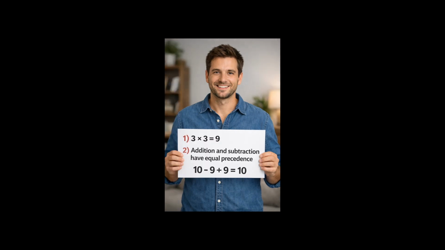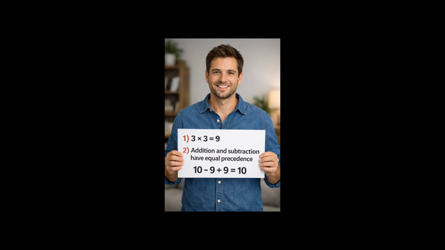All right, so first of all, multiplication has precedence over addition and subtraction. 3 times 3 is 9. Then we're just simply left with 10 minus 9 plus 9 equals 10. And remember also that addition and subtraction have equal precedence.